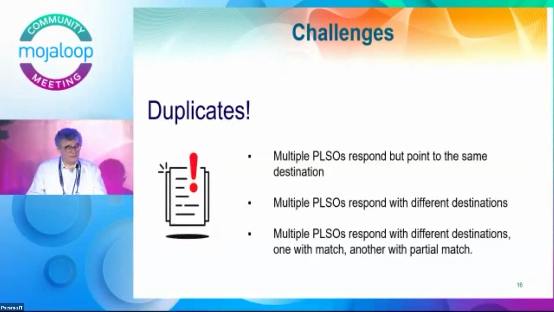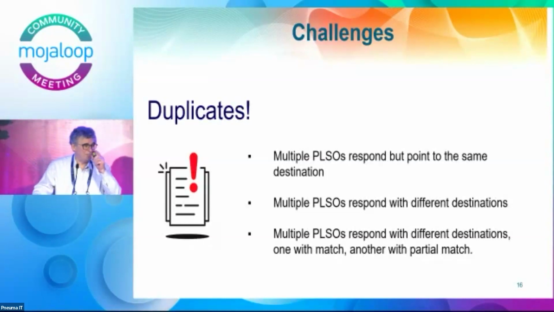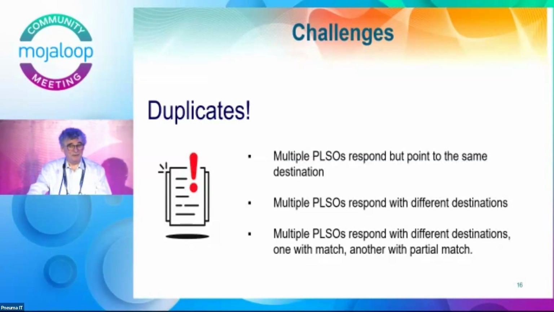It might also be that PLSOs respond with different destinations, but with different levels of confidence. So one of them says, yes, I match this completely. The other one says, yeah, possibly. So I would say we should be careful to emphasize that we are not solving all of the problems. And one of the problems that we're not solving is the duplicate problem. That's still in the same place it was.